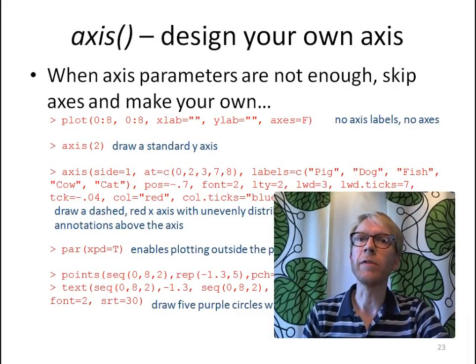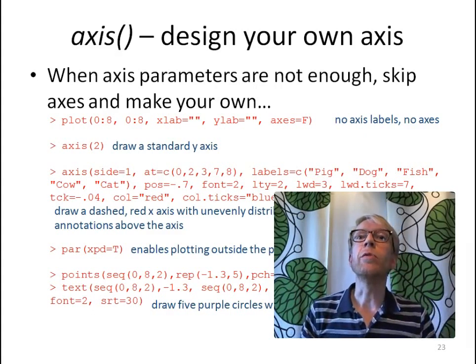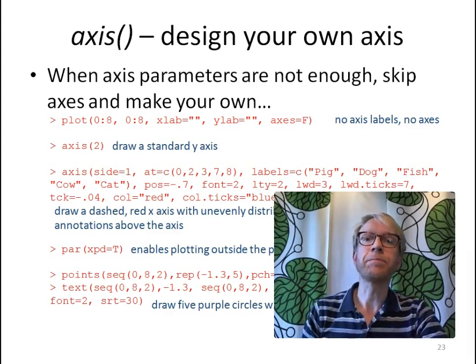Sometimes the axis parameters available from the graphical parameters par are not sufficient. For example, if you want the x-axis and the y-axis to look completely different from each other. And in this case, you may instead want to design separate axes using the axis command.